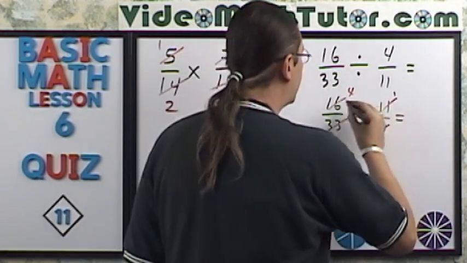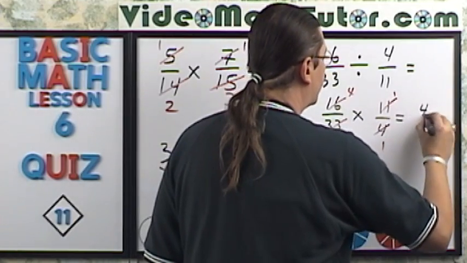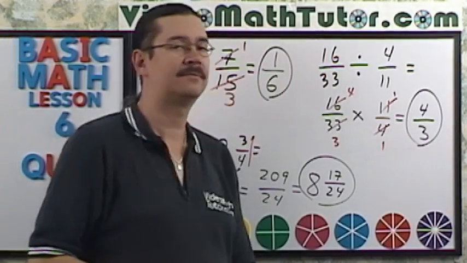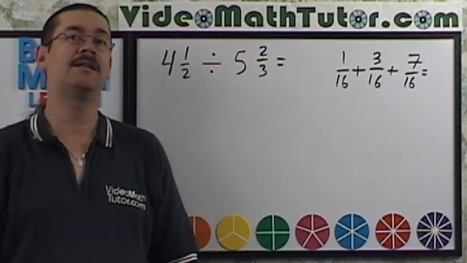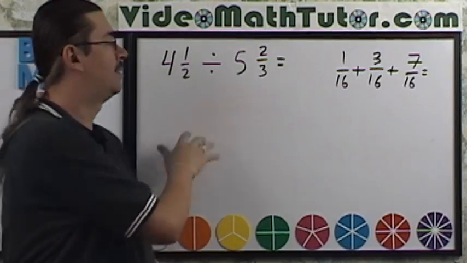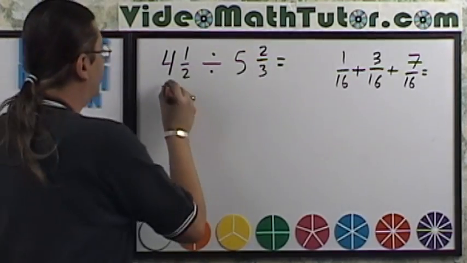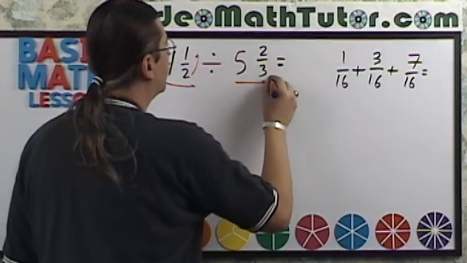So this just gives me, multiply those together, I get 4 over 3, 4/3. Let's do some more. Now let's divide these two mixed numbers. First step, change them to improper fractions. Let's do that.